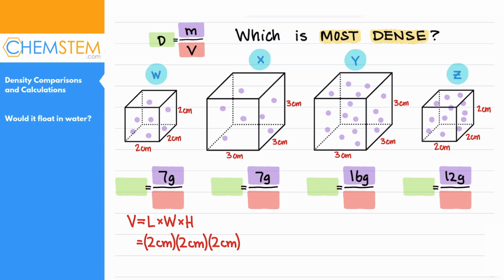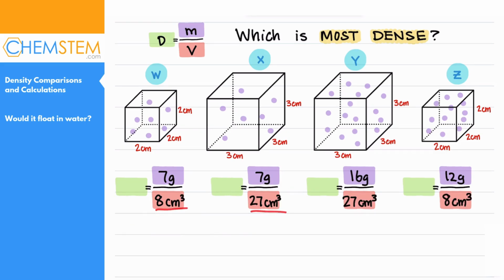To calculate the volume of cubes and prisms like this, we're going to take the length and multiply it by the width and the height. So it's 2 centimeters times 2 centimeters times 2 centimeters for the small cubes. When you do calculations like this, you not only have to multiply the numbers, so it's going to be 2 times 2 times 2, which is 8, but you also need to multiply the units. Centimeters times centimeters times centimeters is cubic centimeters, or centimeters cubed.